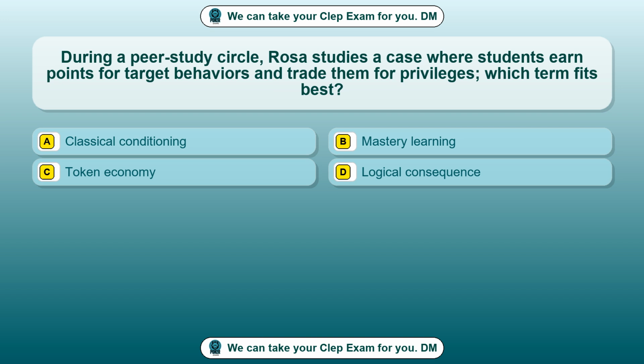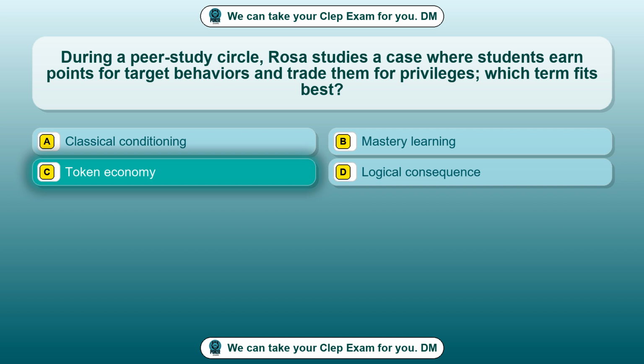Question 72. During a peer study circle, Rosa studies a case where students earn points for target behaviors and trade them for privileges. Which term fits best? Option A, classical conditioning. Option B, mastery learning. Option C, token economy. Option D, logical consequence. The correct answer is option C.